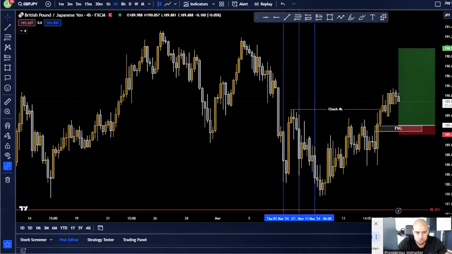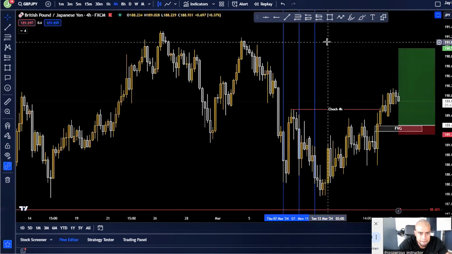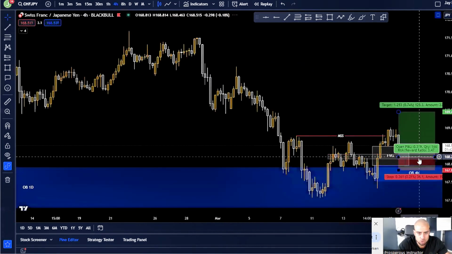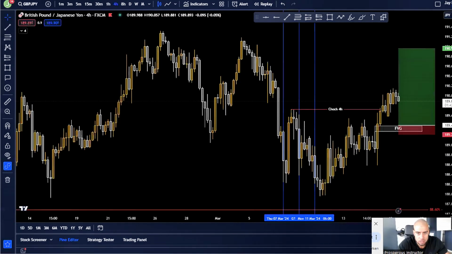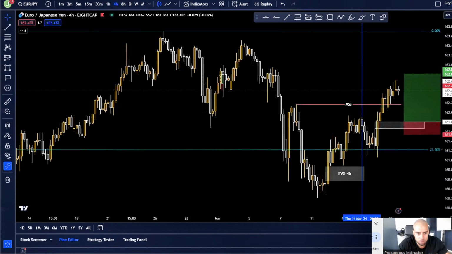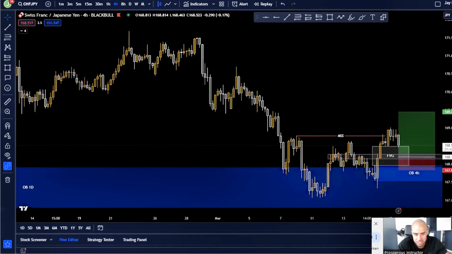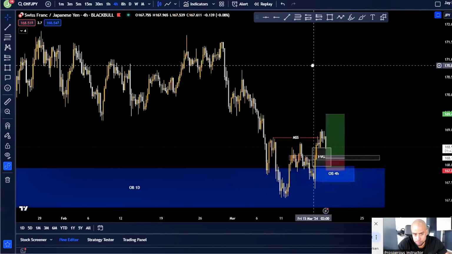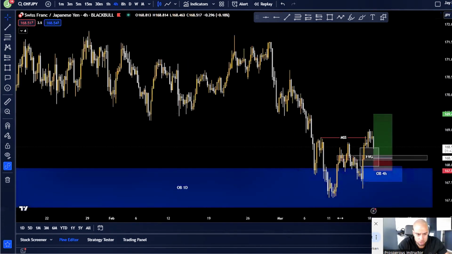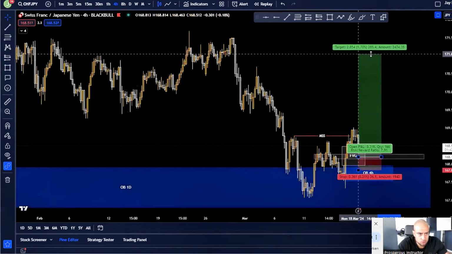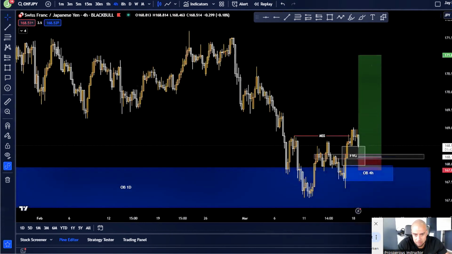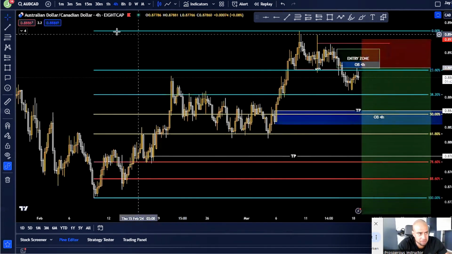We got a similar situation with the GJ and EJ, so GBP JPY, Euro JPY, but they're not as close to entry as these two are. All right, so we will see which one plays out better, but right now it's the CJ that is the most interesting for us. And then on a finishing note, and I will post all these charts, we have AUD CAD that is already active.